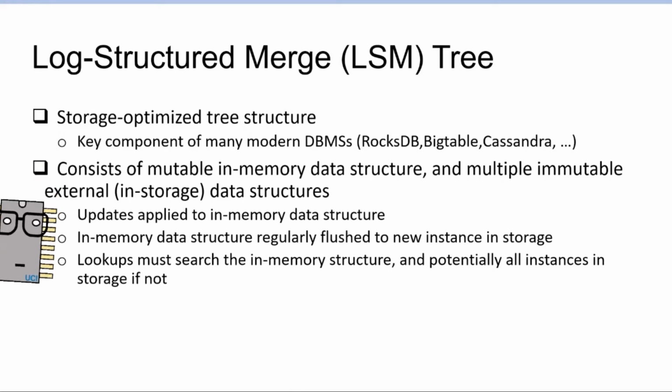So if you have an LSM tree and you want to send an update to a key that's already been inserted into this tree, then updates are applied to the in-memory data structure only. The in-storage data structure is not updated at all. And this in-memory data structure is regularly flushed to create a new immutable data structure in storage. We're going to go into a little bit of detail about what these things actually are in a bit. And when you do lookups, lookups must first search the in-memory structure and potentially all instances that exist in the storage, if not found.